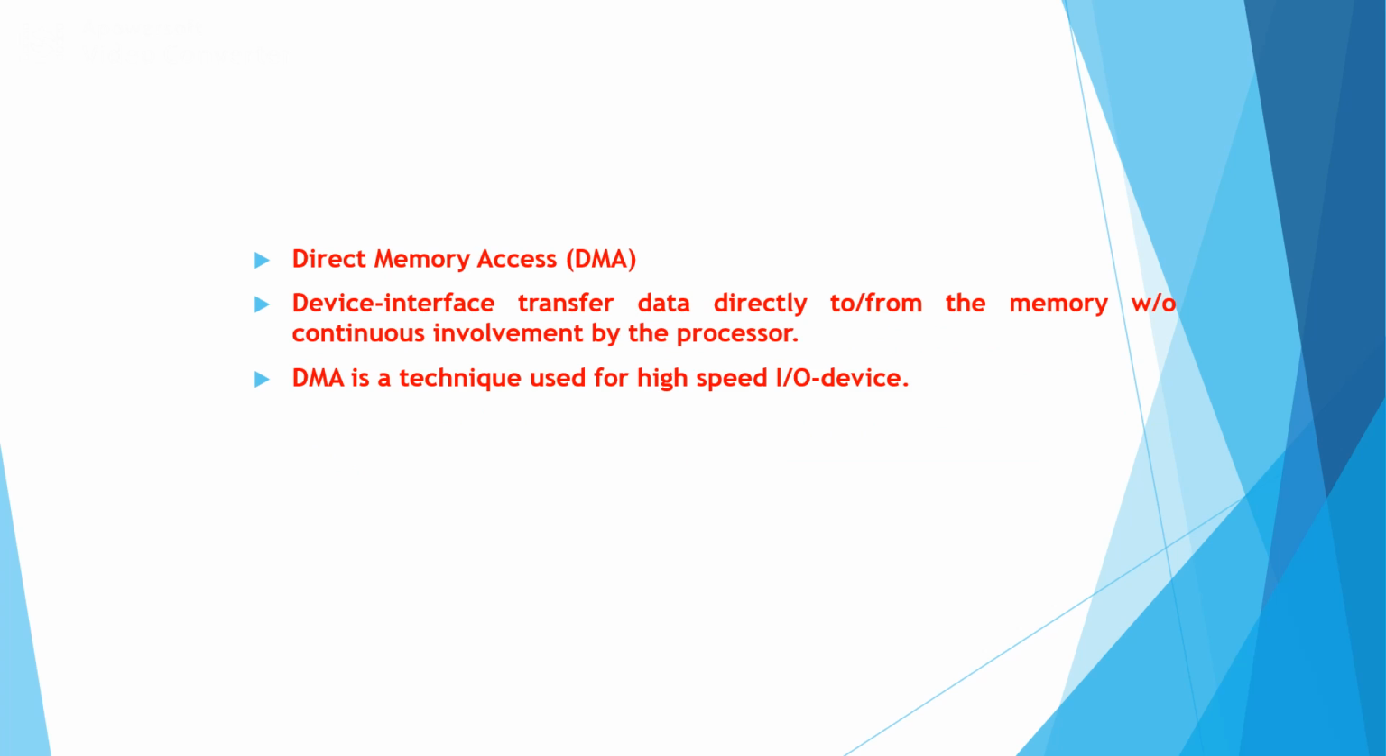So the next one is DMA, or direct memory access. The device interface transfers data directly to or from the memory, without continuous involvement by the processor. In the case of DMA transfer, which is used in order to achieve better speed compared with program controlled IO as well as interrupt IO, the data can be transferred directly either from or into the memory. DMA is a technique used for high-speed IO devices.